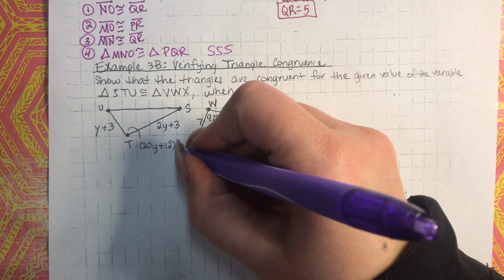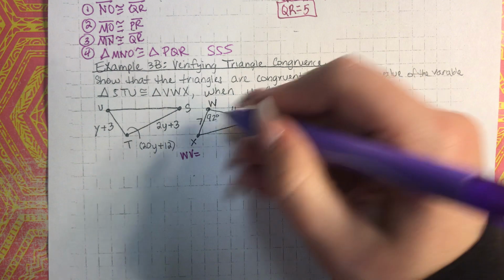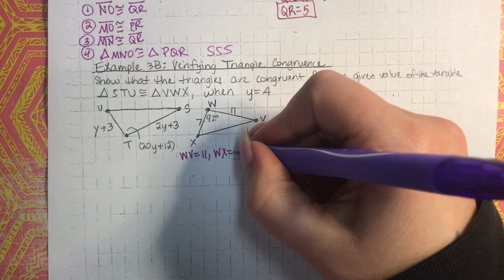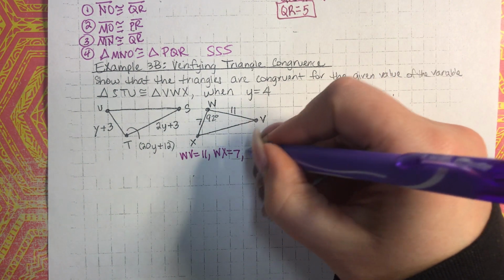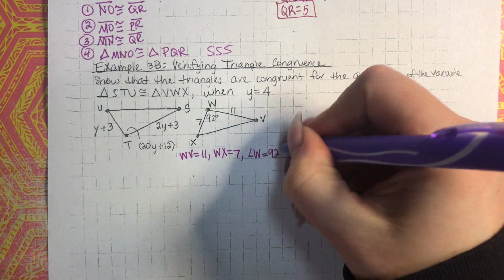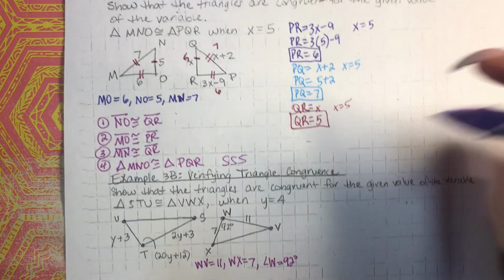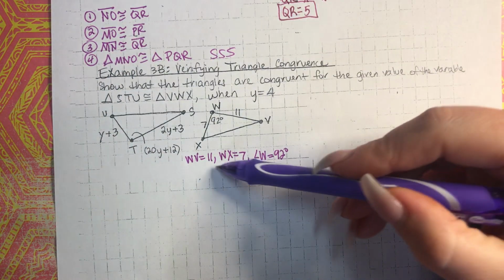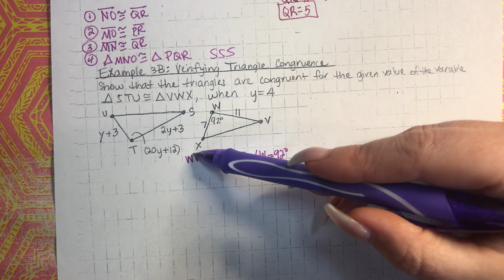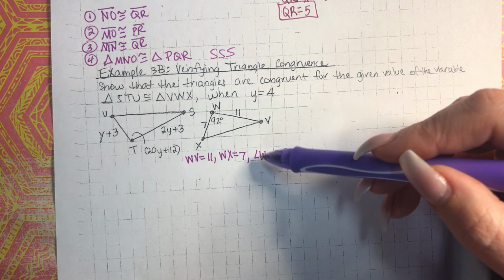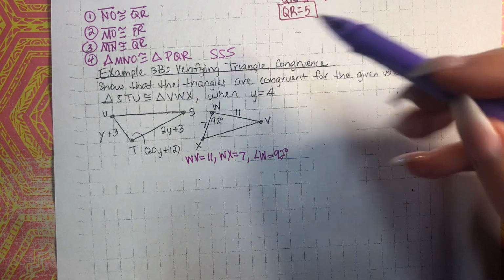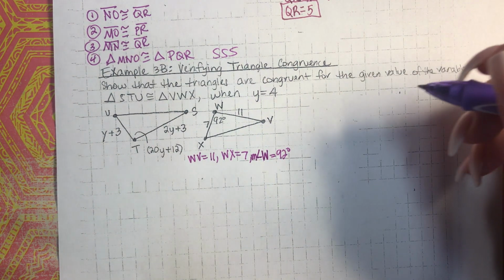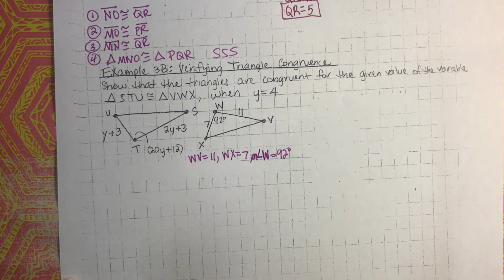So we have WV equals 11. We have WX equals 7. And then we have, I'm just going to call it, measure of angle W equals 92 degrees. And remember up here when I was talking about the line segments, I put a line on top of it, but that's because it's a congruent symbol. Here, when I'm saying what the values equal, you don't put the line on top, you just write the equal sign. And here you put measure of angle. Measure of angle W. That is correct now.